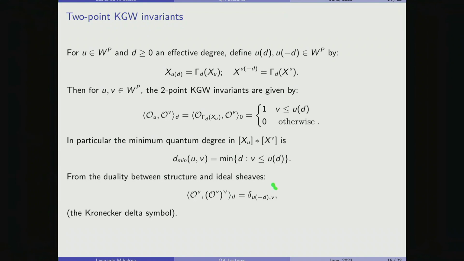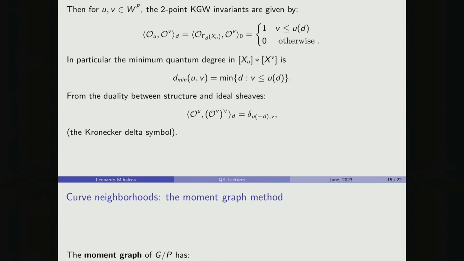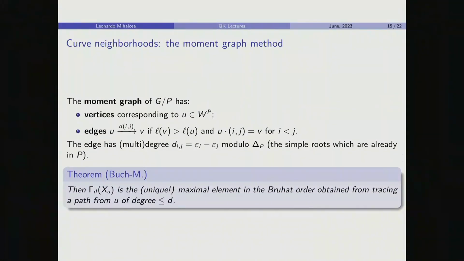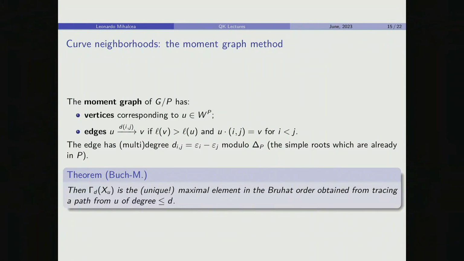And finally, I have this thing that I mentioned before. If you want to pair a Schubert variety with a dual class, you always get 0 or 1, again using this quantum equals classical phenomenon. So let me tell you how I calculate curve neighborhoods. There are two methods. One is the moment graph method, and the other one I'm going to call the combinatorial method.